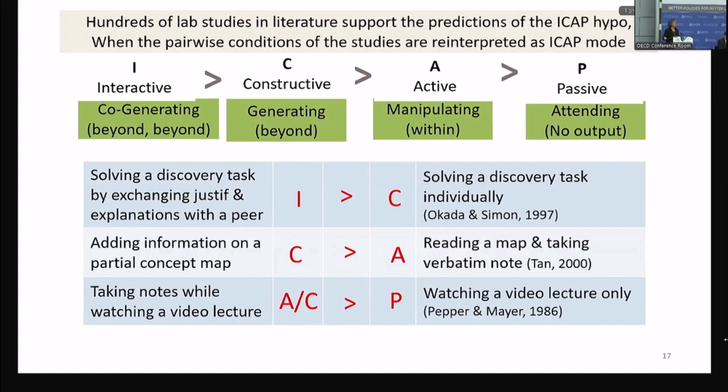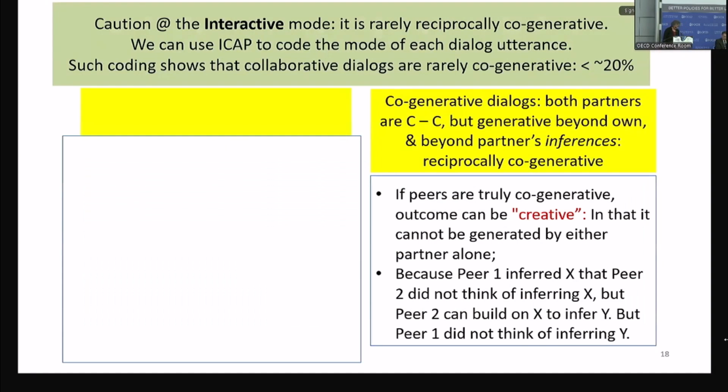So there are many, many studies of this nature where I can impose the ICAP mode on them and make a generalized interpretation for all the studies, rather than a specific interpretation. The results of these studies would otherwise say things like, adding information on a map is a good thing to do for students, rather than just saying a generative task is a good thing for students.